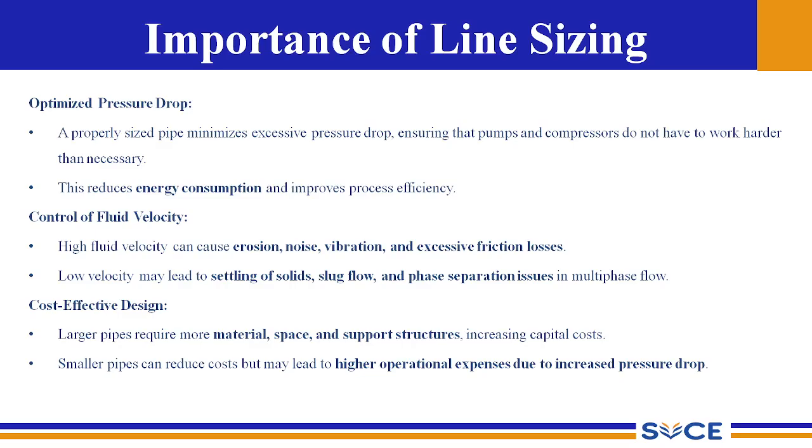Then cost effective design. Larger pipelines will require more material, space and support structures and increasing capital cost. So the smaller pipes can reduce the cost, but it can lead to higher operational expenses due to the increased pressure drop. So to ensure a cost effective design, we need to optimize the pipe diameter so that it does not occupy more space, more material, and require support structures, which will increase the capital expenses. But on the other hand, if you go for a very small pipeline, it may lead to higher operational expenses due to increased pressure drop.